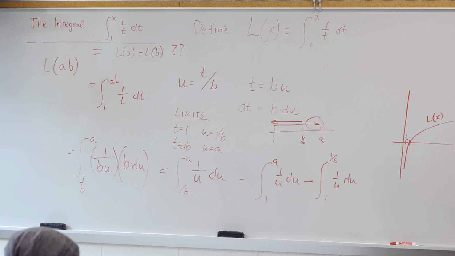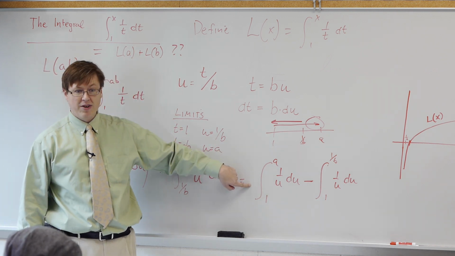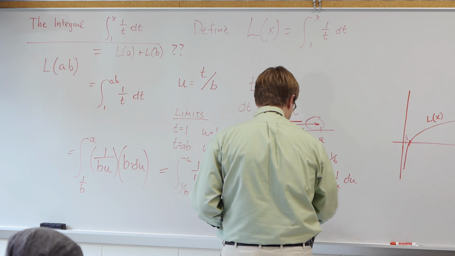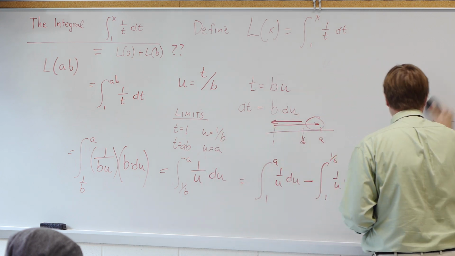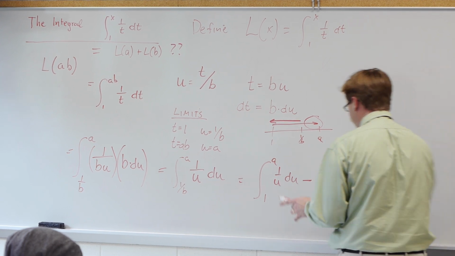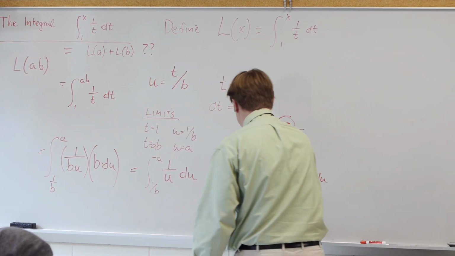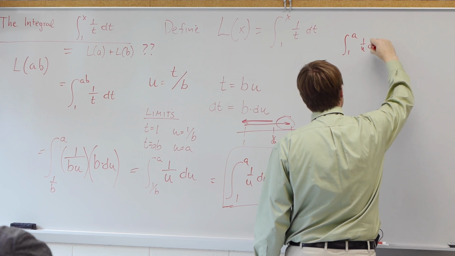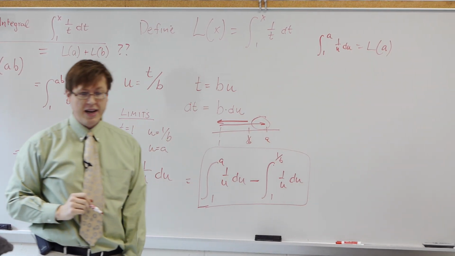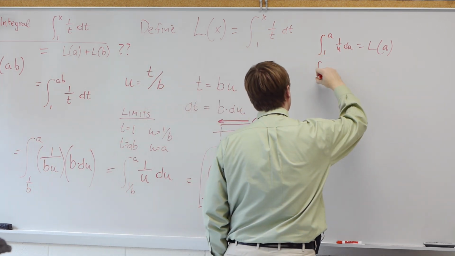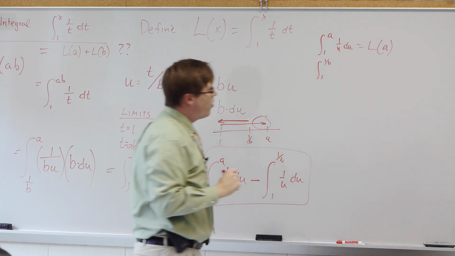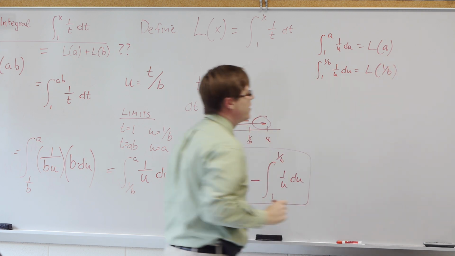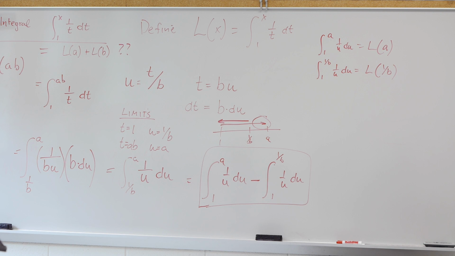Do you see how this is going to finish up? Because how can I rewrite this first integral? 1 to a 1 over u du plus 1 over b. Right. I can make this, well, yeah. So I can turn it into a plus, but let's do it in this order. Because the integral from 1 to a of 1 over u du is just L of a. And the integral from 1 to 1 over b, 1 over u du, is L of 1 over b.